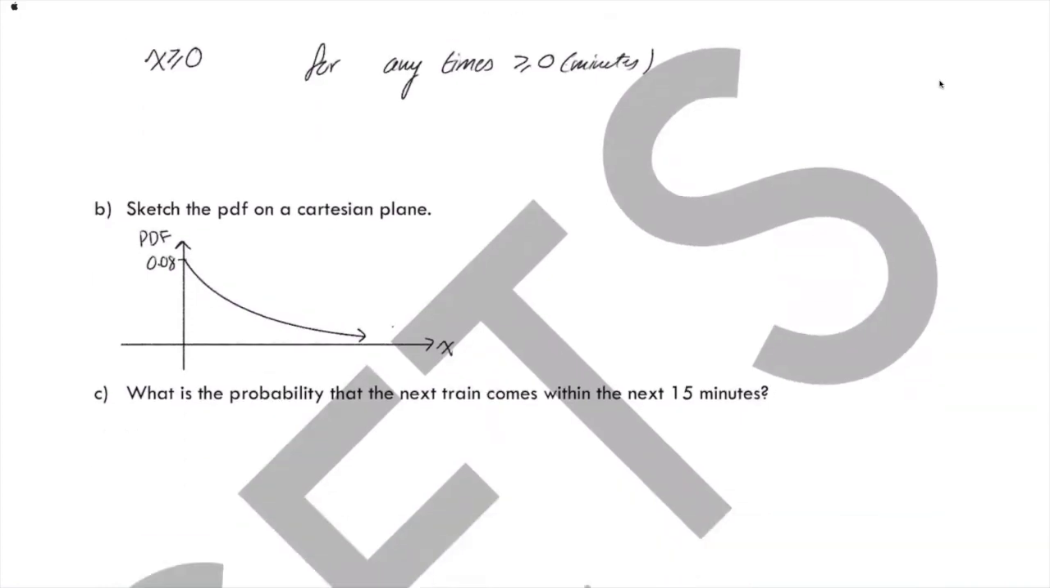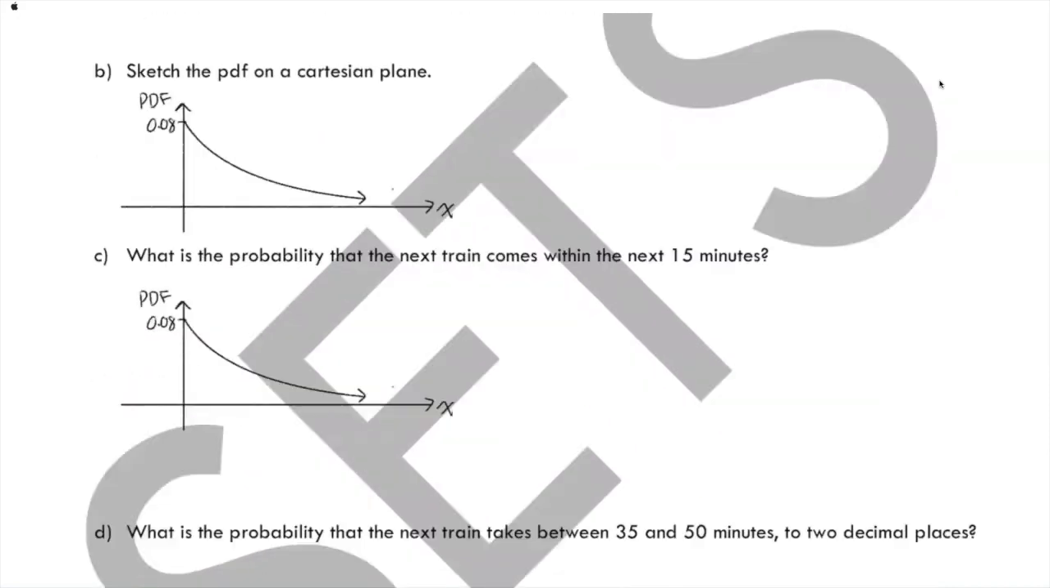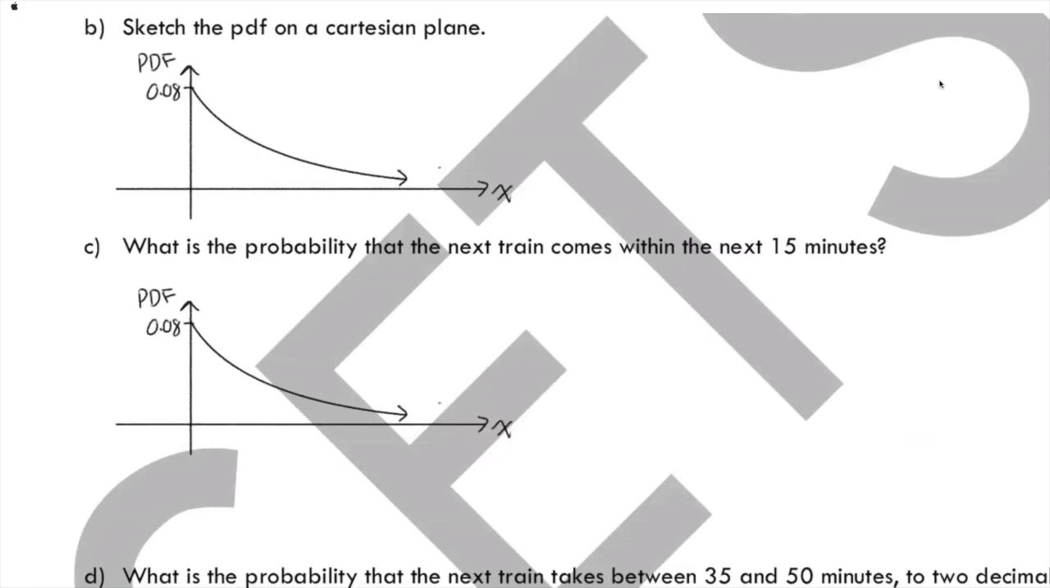Okay. What is the probability that the train comes within the next 15 minutes? So do you do the area under the curve from 0 to 15, I guess? Yeah, exactly. Again, I put the or-equals for those. Does it really matter? No.